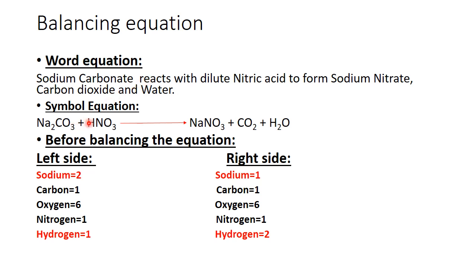Now we have to check whether that equation is balanced or not. So in this equation, on the left hand side we are seeing that there is one hydrogen and two sodium, while on the right hand side there is one sodium and two hydrogen. So that means on both sides the sodium and hydrogen are not balanced, but the rest of the elements and atoms are balanced. So now we will see how to balance them. Okay.